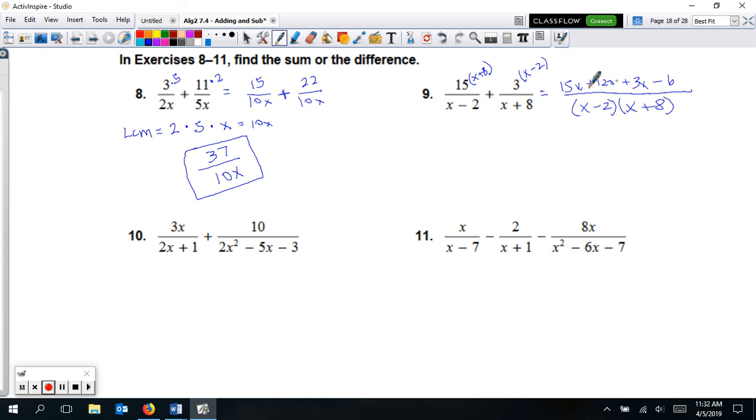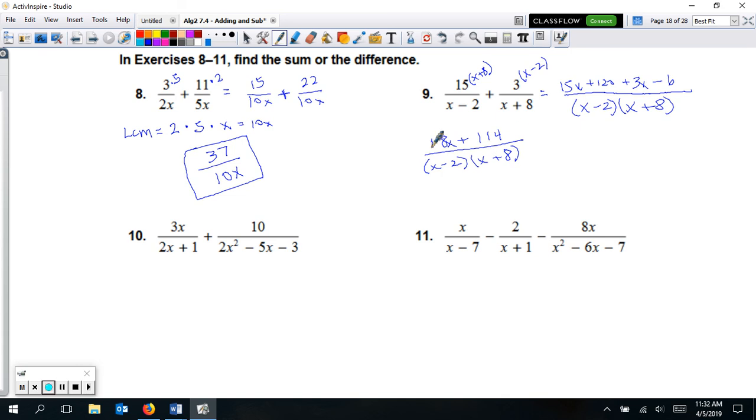So now we need to combine like terms in the numerator as we start to add these together. So 15x and 3x makes 18x, so this is going to have an 18x in the numerator. We're also going to have 120 minus 6, so that's going to be a positive 114 over the 2 binomials, x minus 2 and x plus 8. So there's our 2 binomial answer.